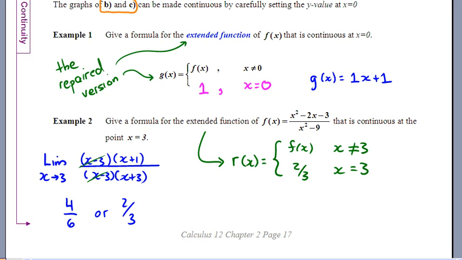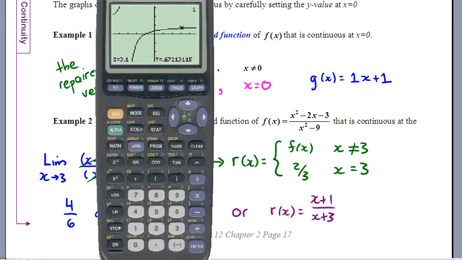There's actually another option. You could look over here and say, well, why don't we just go with that x minus 3 factored out? So a different way to draw that same repaired graph would be to say, hey, why don't we go with x plus 1 all on top of x plus 3. That would be the same graph, but not have the hole. In fact, let me just show you here.